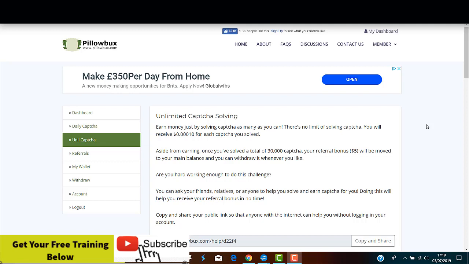If you're asking me if this is legit and you can make money with PillowBux, I would say yes. But if it's worth it, I would say no. I don't really know if you want to spend your time solving captchas. I don't really know how long it's going to take you to get $1. First of all, you have to solve 10,000 captchas. So I don't really know if it's worth it, guys. This is a website that I don't really recommend. I think it's not worth the time. But the final decision is completely up to you.